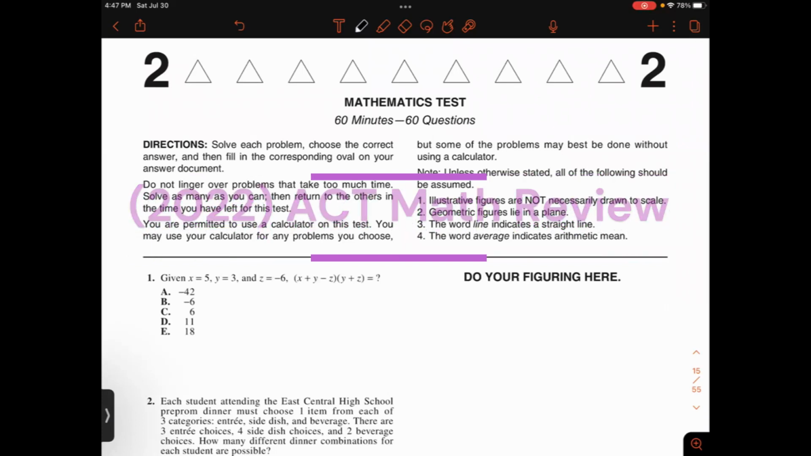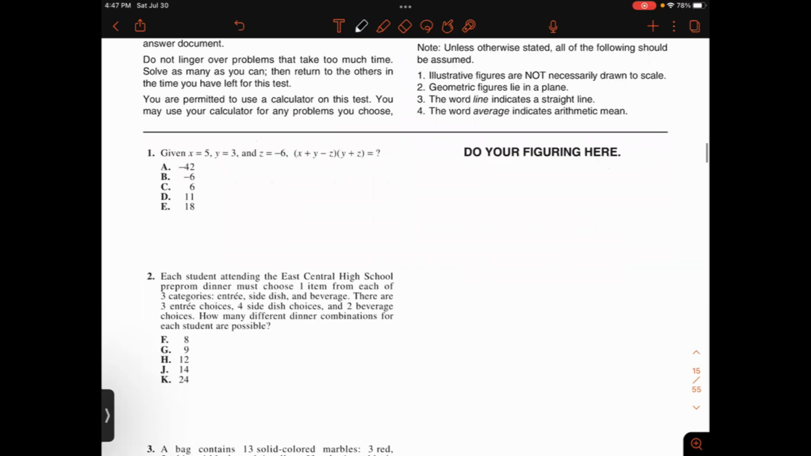For today, we're going to look at the 2022 June ACT Form E26. We are going to look at the first page of the math section for this video. So let's start. Let's look at number 1.